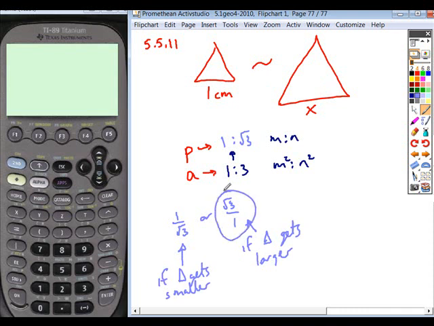Right here. So all you need to do is take this factor, multiply it by the given value, so root 3 over 1, and that is your solution. So 1 times the square root of 3 over 1 is just the square root of 3. So that would be the length of the corresponding side.